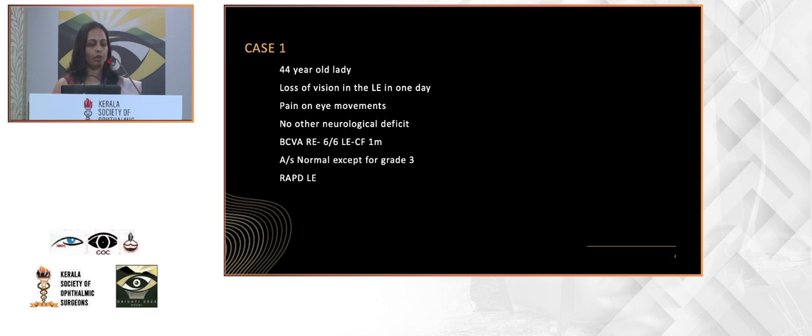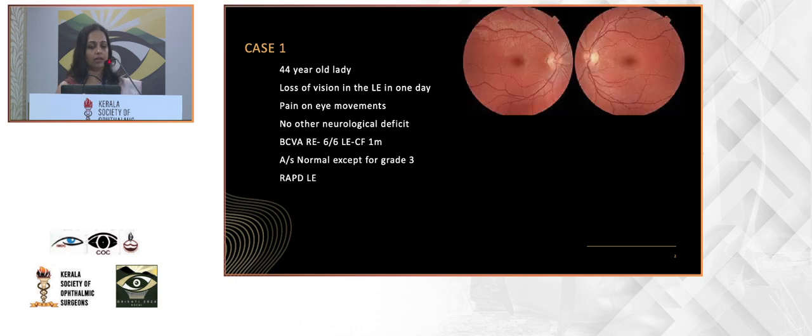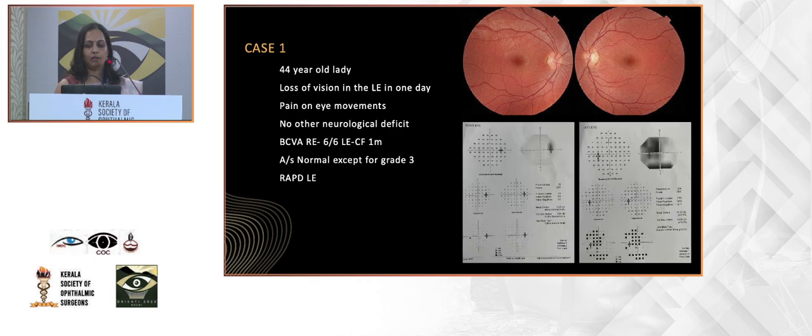This is a 44-year-old lady with loss of vision in the left eye in one day. She had pain on eye movements. There was no other neurological deficit. Vision was 6/6 in the right eye, and left eye vision was counting fingers at 1 meter. Anterior segment examination was normal except for a grade 3 RAPD. And this was her fundus. Everything normal. And the field defect shows generalized depression in the left eye. Otherwise, right eye was normal.